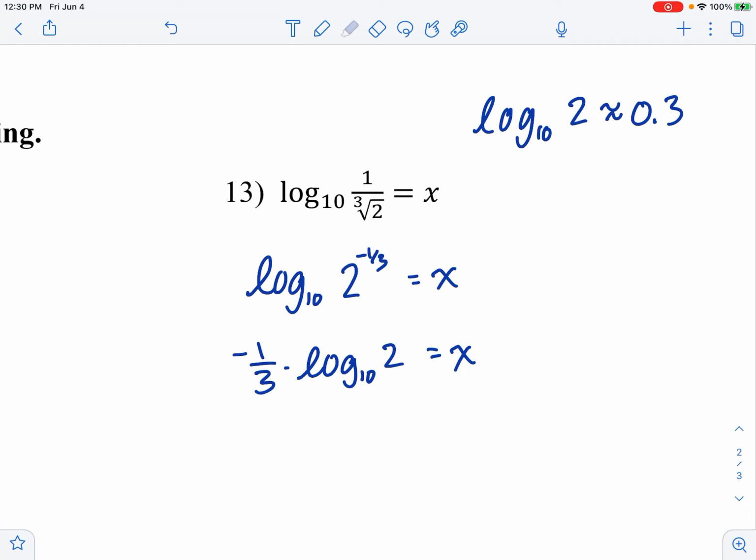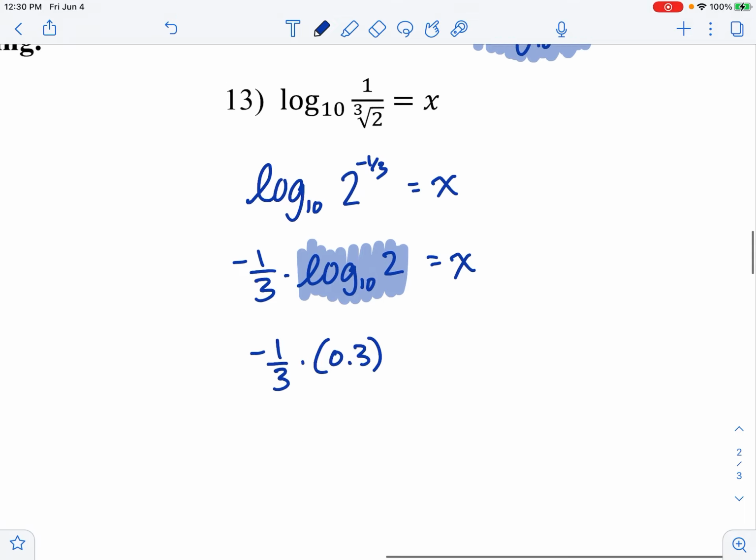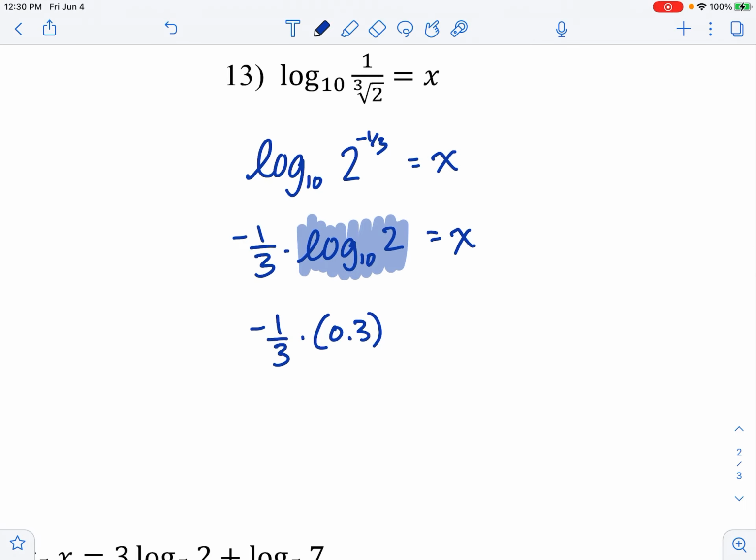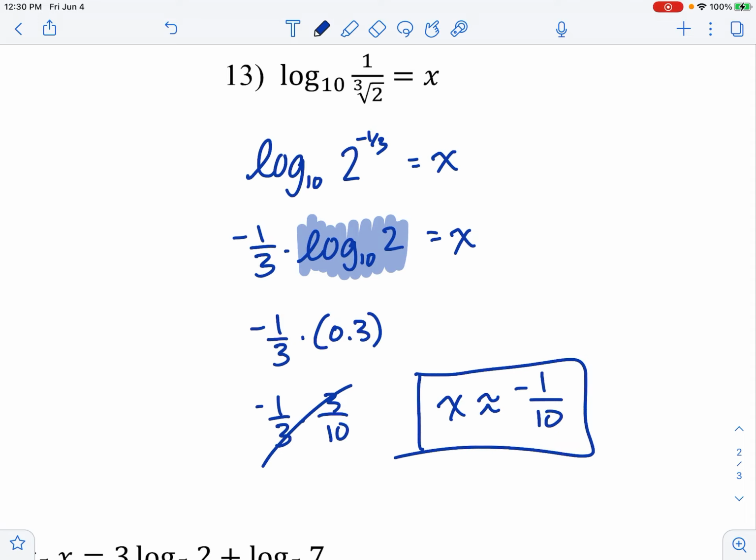I have negative 1/3 times that thing that I know, right? I know what the value of that is. So I'm going to have negative 1/3 times 0.3. Well, if I don't have a calculator, which at some point you might not, I have negative 1/3 times 3/10. So what do I get for my x value? I get about negative 1/10. That would be my answer here.